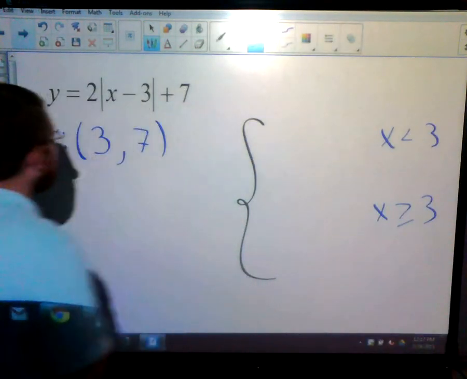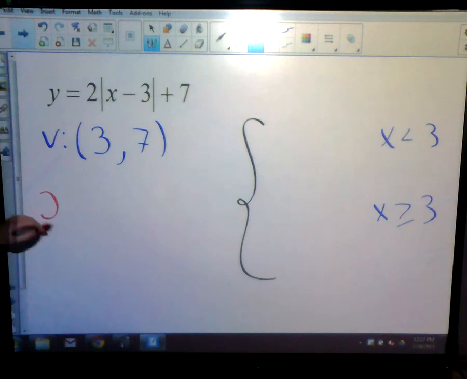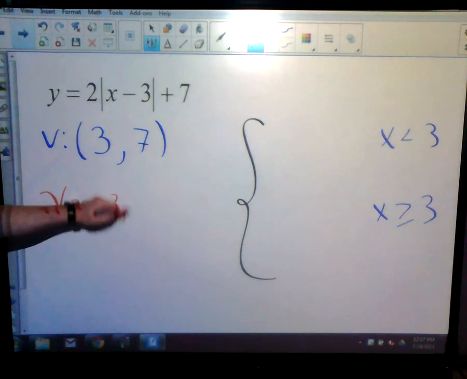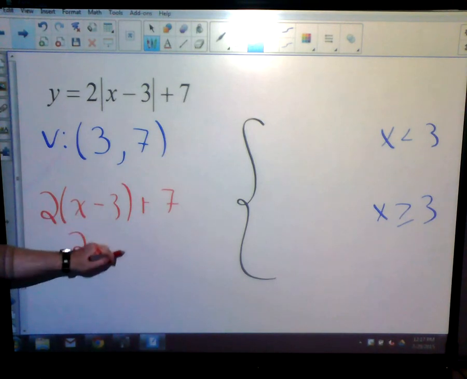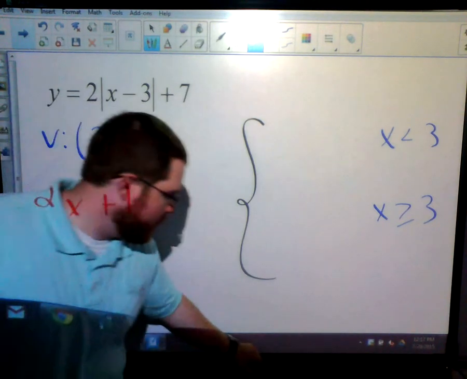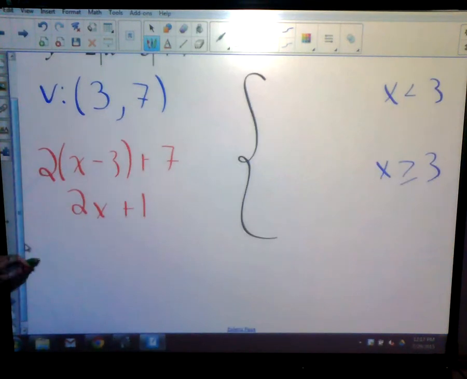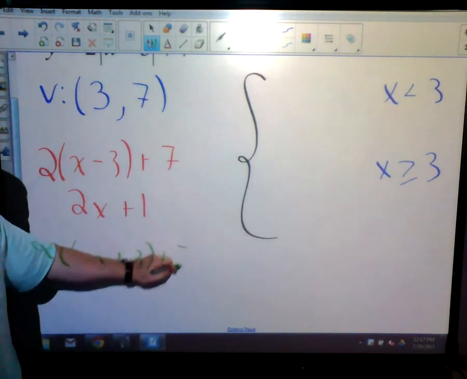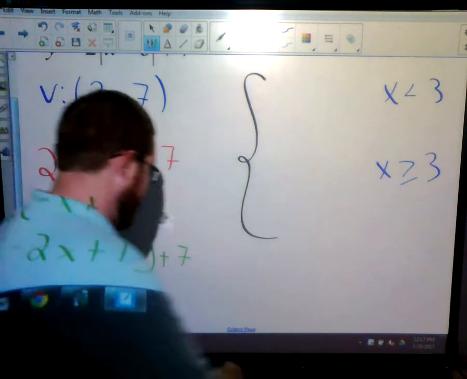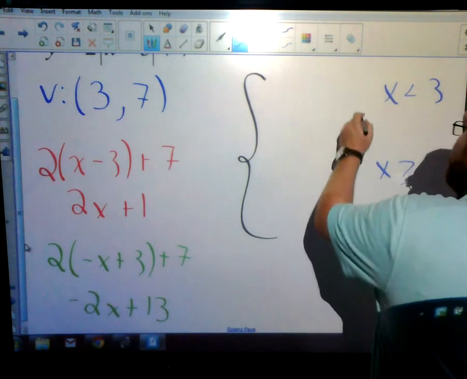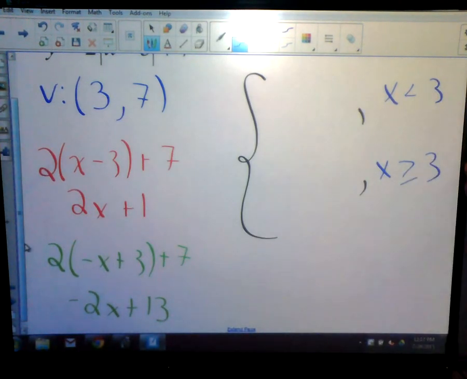Now it says to write one function with no bars, just parentheses, and simplify. So that's 2x minus 6 plus 7, which is 2x plus 1. The other one is going to be, now negate everything inside. So that's negative 2x plus 13. So one of these equations is going to be 2x plus 1. The other equation is going to be negative 2x plus 13.